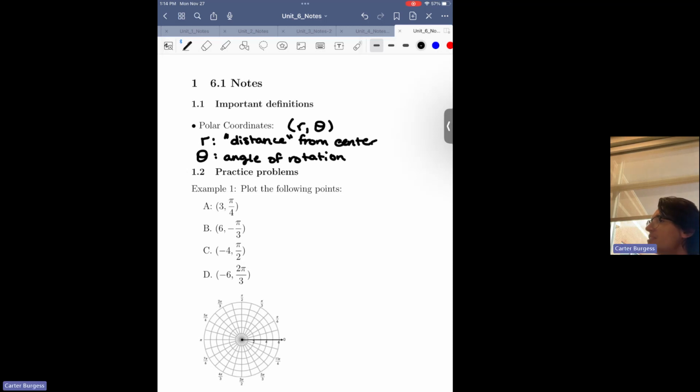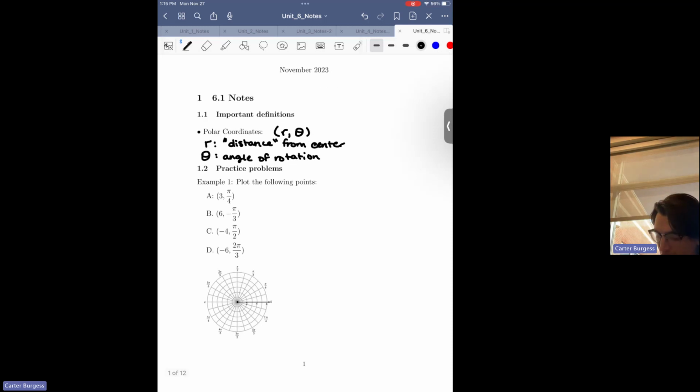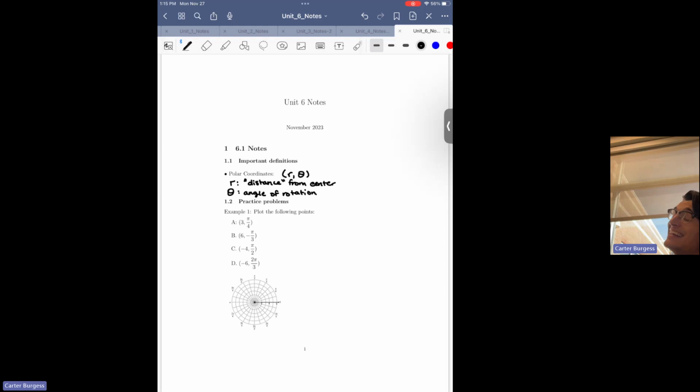Now we understand pretty innately, maybe this is something we've been building up over the last 18 years of our lives, what it means to have a negative value of X or a negative value of Y, where negative X means we're to the left, positive X means we're to the right, negative Y means down, positive Y means up. In the case of our R and theta, we've talked a little bit about what it means to have a positive value of theta and a negative value of theta.